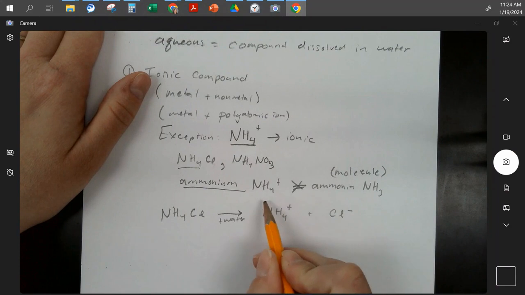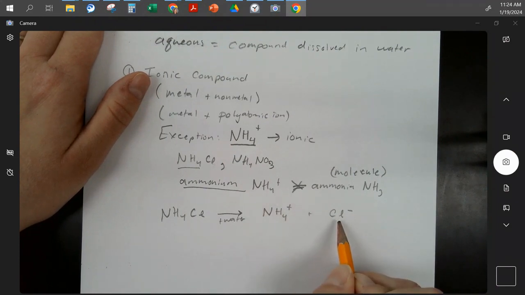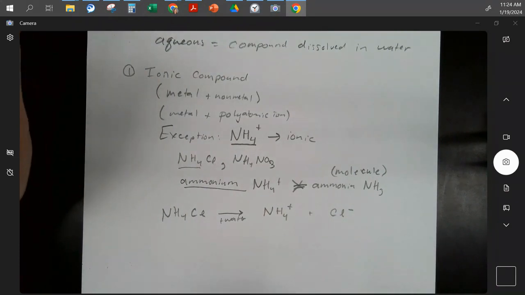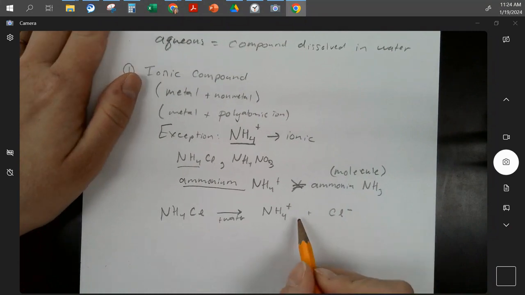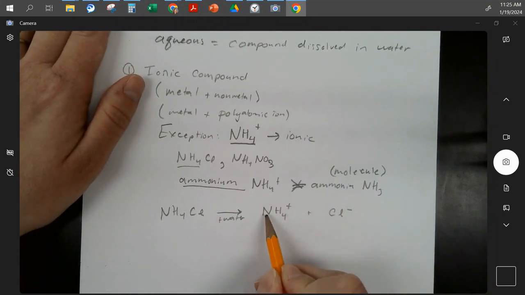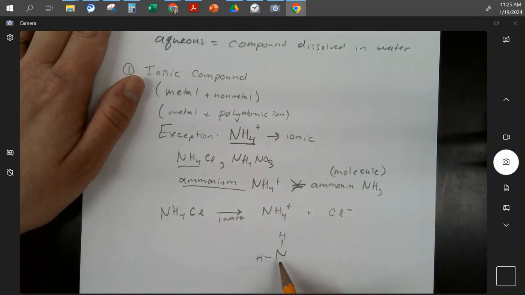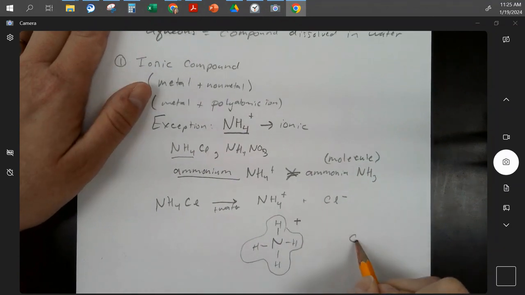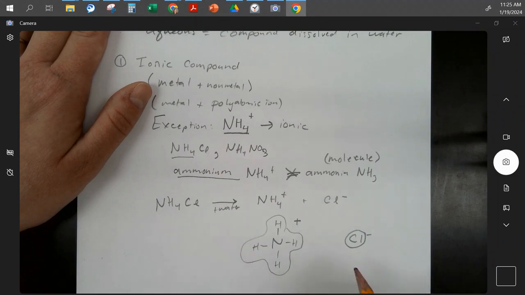So this is one that I have to memorize, and we're kind of memorizing it, but it follows a pattern, okay? So in solution, we're going to have this piece. It's going to be nitrogen attached to 4 hydrogens, and this ion has a plus charge. And then we have this chlorine atom, which has a minus charge. So this is what we would be looking for.